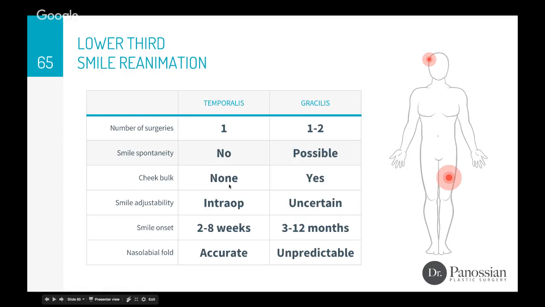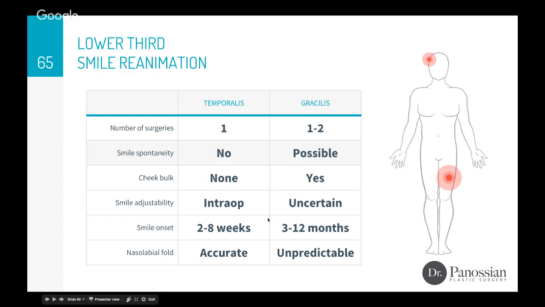When we talk about cheek bulk and cosmesis, temporalis muscle does not really produce much bulk in the cheek because we're not adding volume to the cheek. These are muscle transfers that occur deep within the face and not in the subcutaneous plane. Whereas the gracilis must sit in the subcutaneous plane, and it can thereby add volume to the cheek, which gets accentuated with activation of the muscle. Adjustability of the smile. I think this is a very important part of any type of dynamic procedure. Can you adjust this? Can you adjust the results based on how much the muscle is contracting?